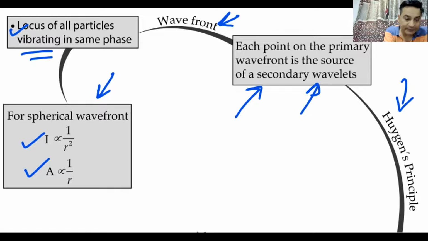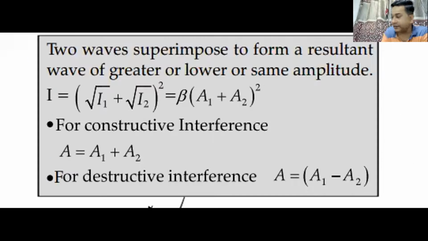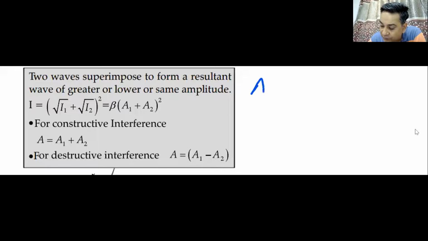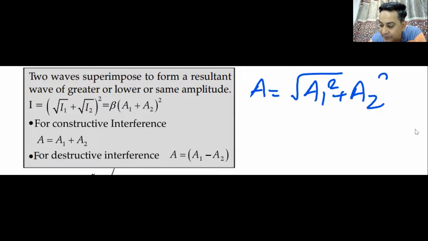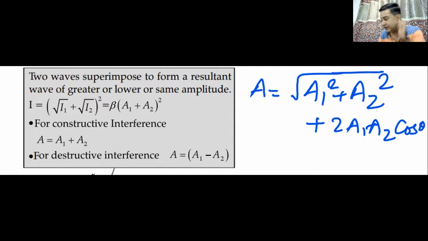infinite point sources. Now we move on to our interference. Do we remember this formula for constructive and destructive interference? Do we remember that formula for intensity of a wave? The formula of amplitude was under root of A1 square plus A2 square plus 2 times A1 A2 cos theta. Remember that?